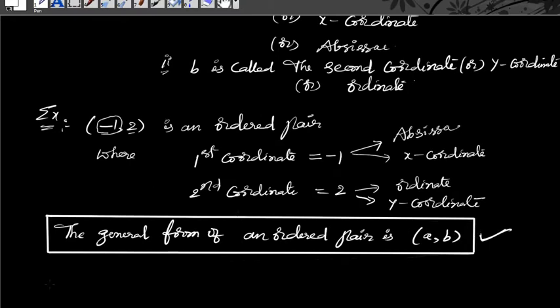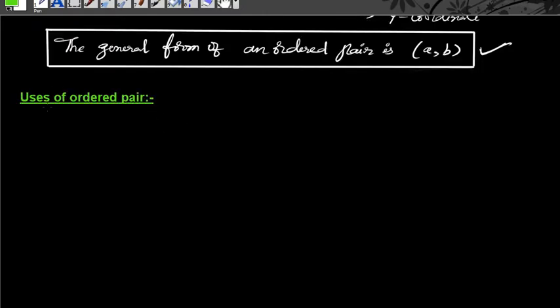Now we will discuss why we should use the ordered pair. Uses of ordered pairs: ordered pairs are used to represent a point in a coordinate plane. For example, I have to plot a point here.